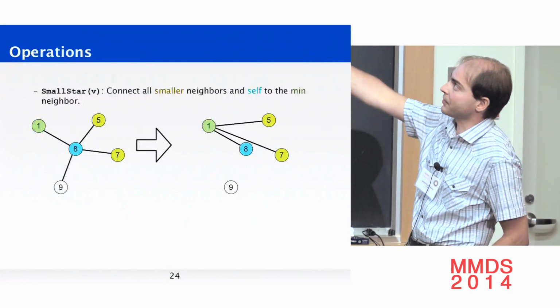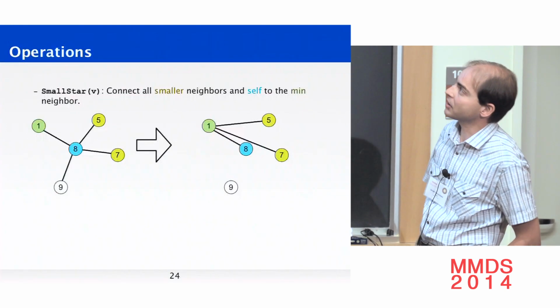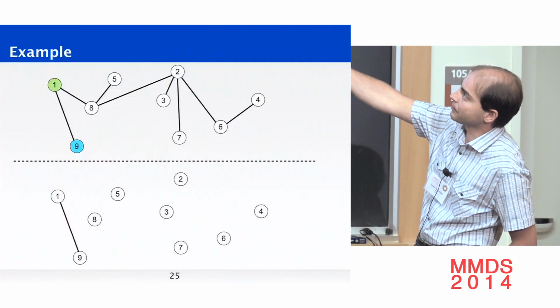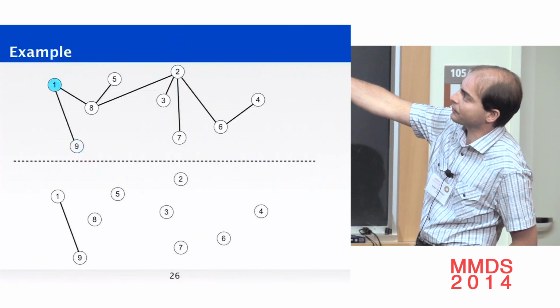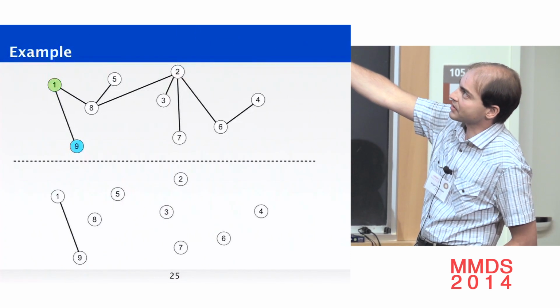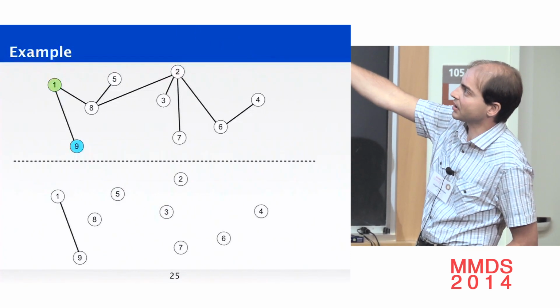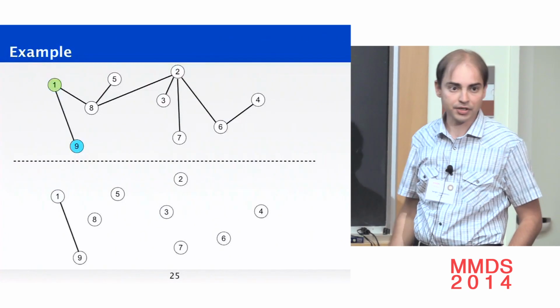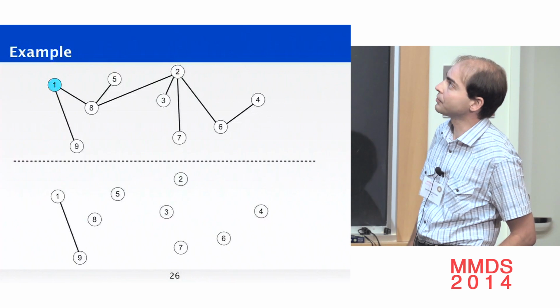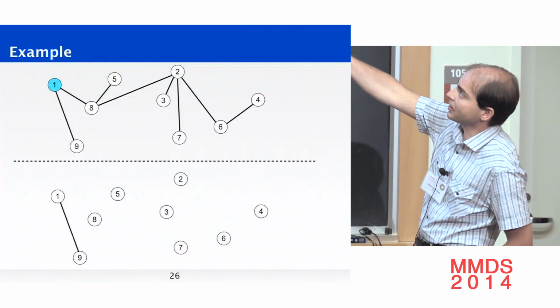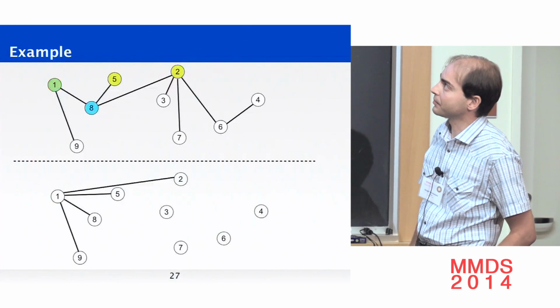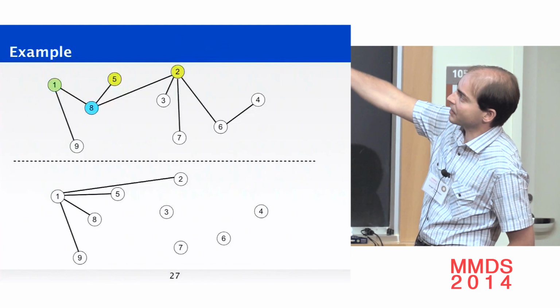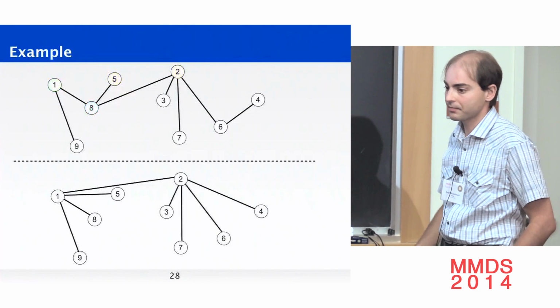Right? And we can, again, rebuild the graph as to what it's going to look like. So if I'm looking from the point of view of 9, 1 is the smaller neighbor, so I'm going to connect 9 to 1. From the point of view of 1, it has no smaller neighbors, so there's nothing to do. From the point of view of 8, we had this example before, and so on. And so now this is the graph that I'm going to get after the transformation.